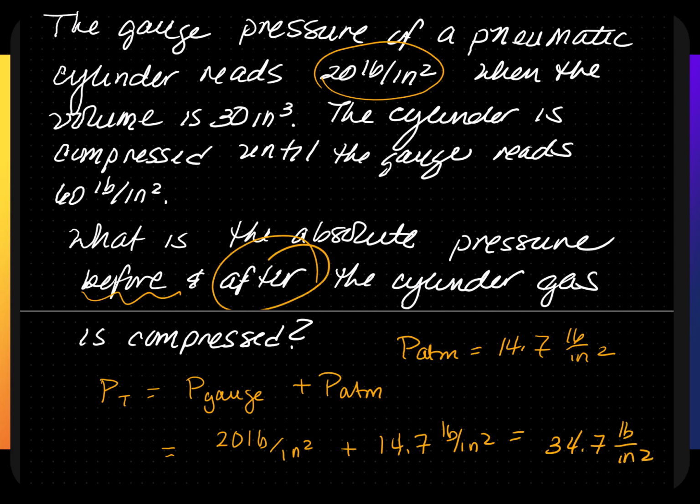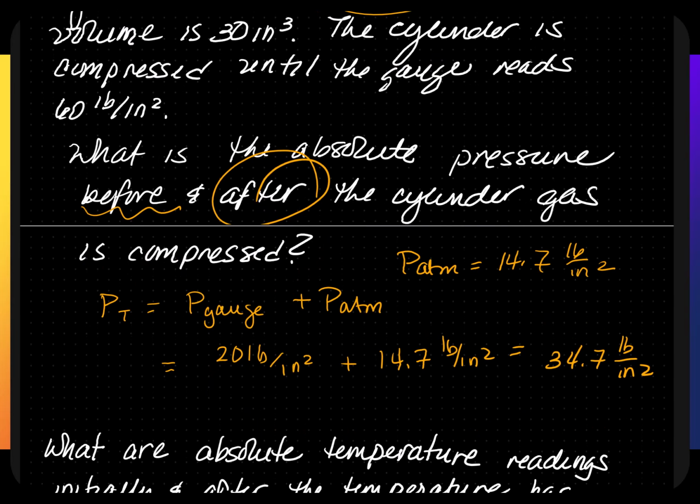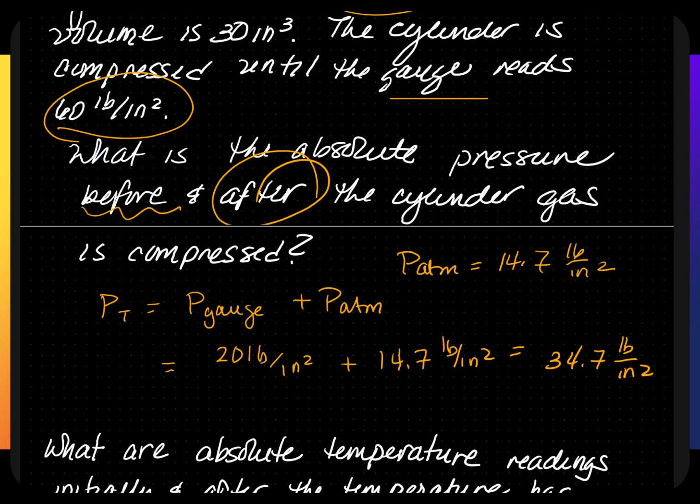Next, they want the after. We're going to use the same formula, but the gauge reads 60 pounds after. So that tells you P total is still gauge plus atmospheric, but the gauge is now 60 pounds per inch squared. Atmospheric pressure is still a constant, 14.7 pounds per inch squared. This equals 74.7 pounds per inch squared.